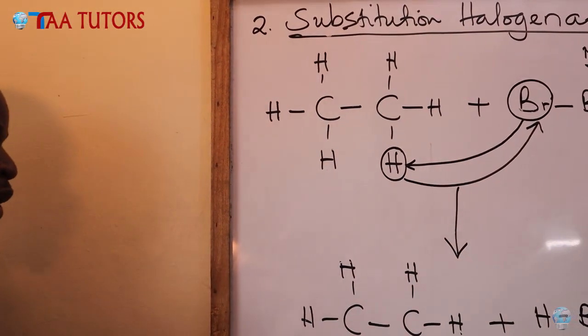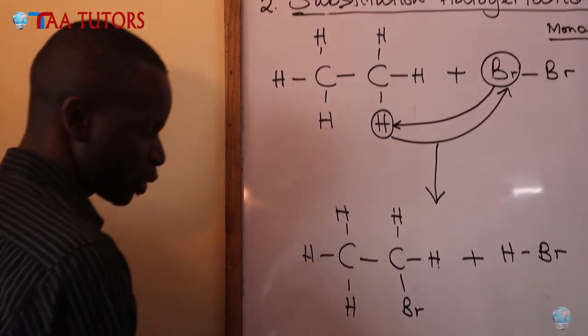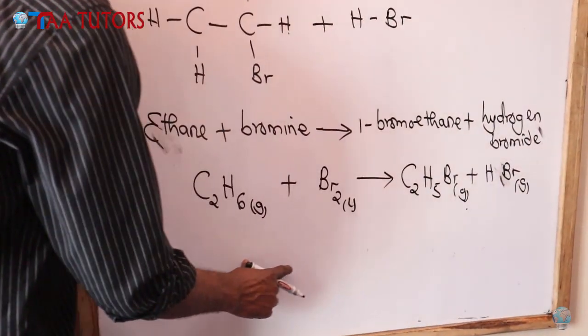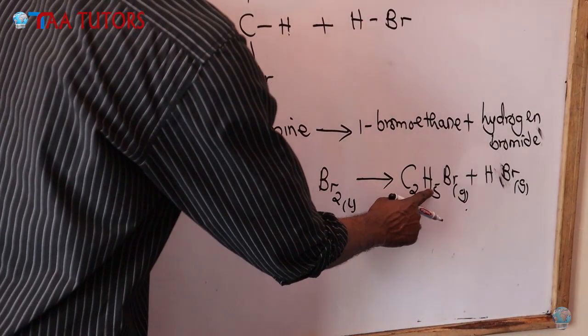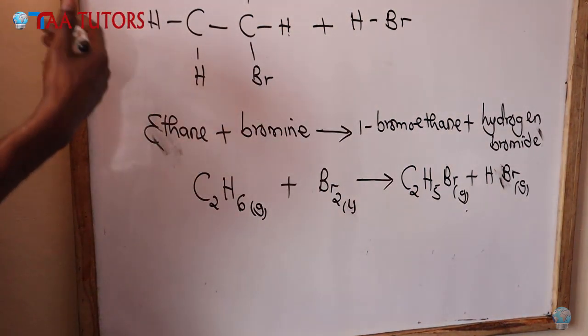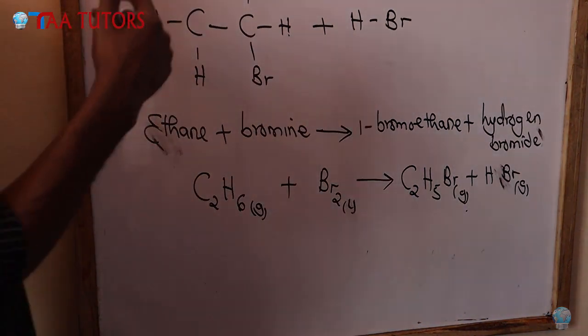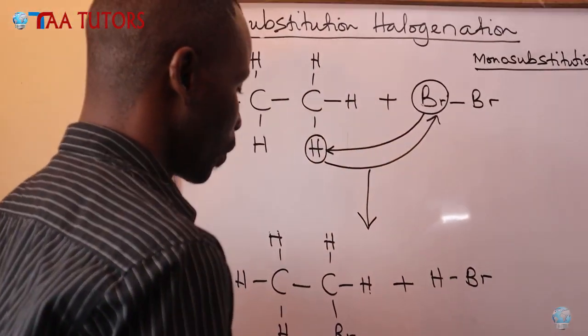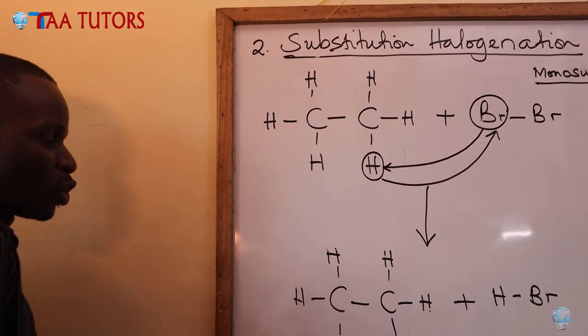It means that if I want to substitute another one, I will go for the next equation, where this is going to be my reactant now, and I'm adding bromine. So I will now have C2H4Br2. I will continue like that until I remove all the hydrogen. But one thing has to happen. It must be step by step. That's what we call mono substitution.